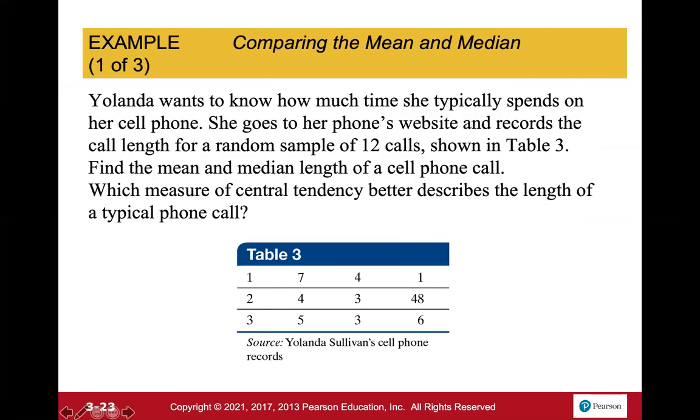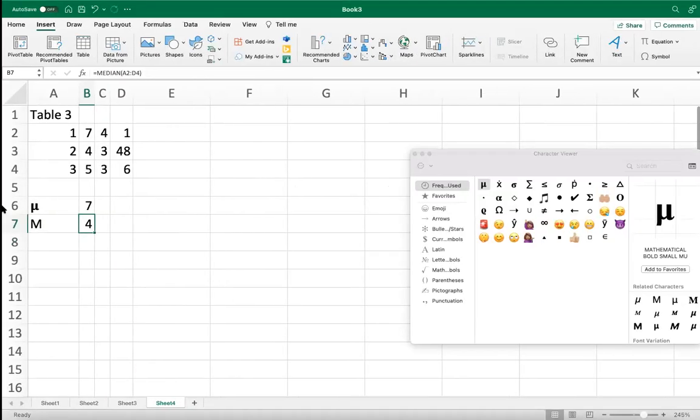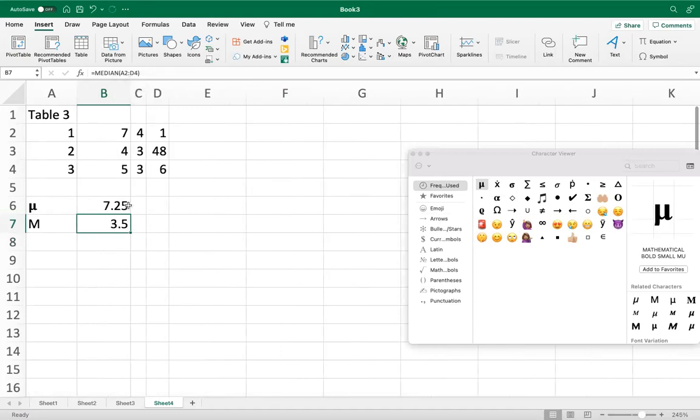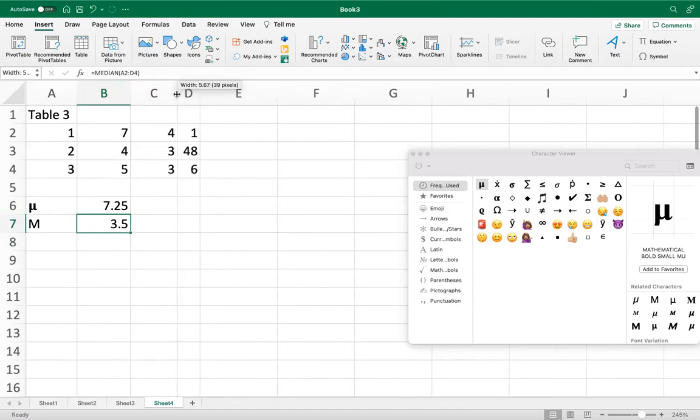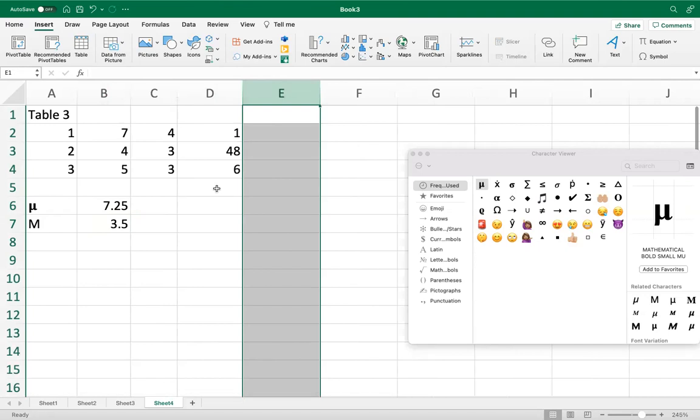And let's see what they say over here. So mean 7.25. And I'm not sure why they did it like this. Oh, all right, never mind. So 7.25 and 3.5. I hate that it does that whenever we do the samples here.